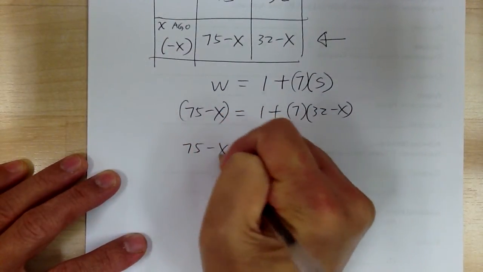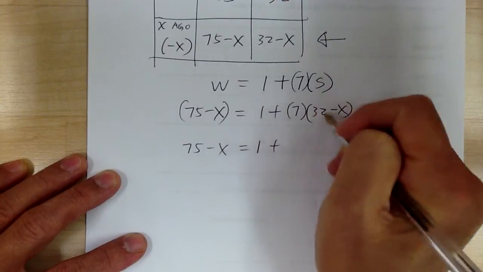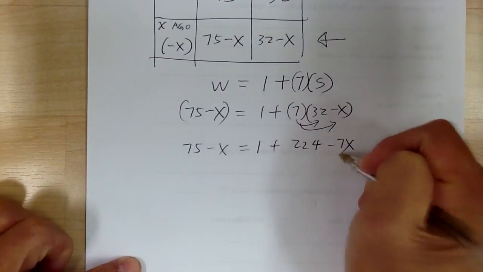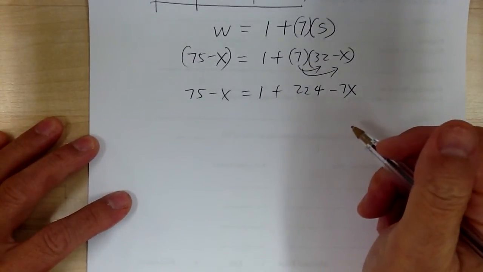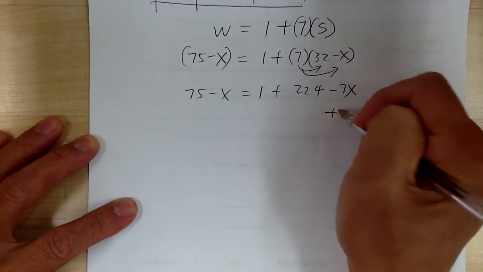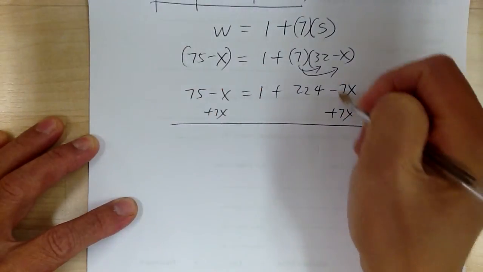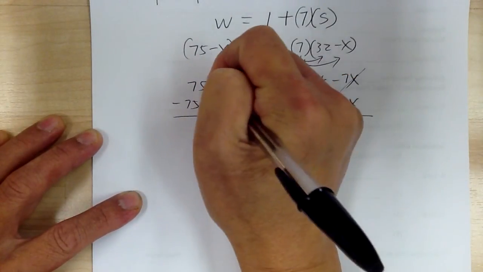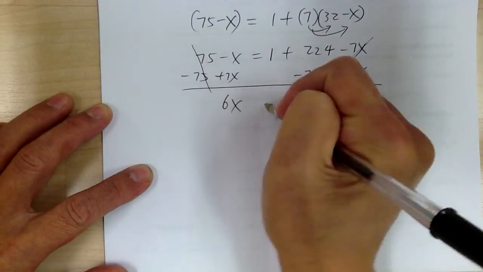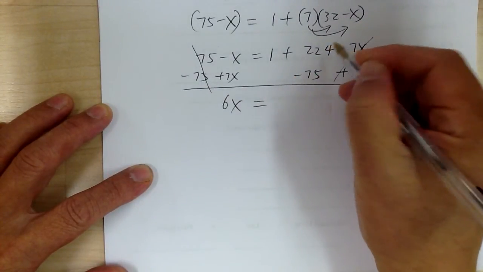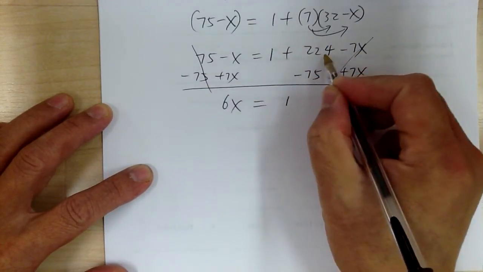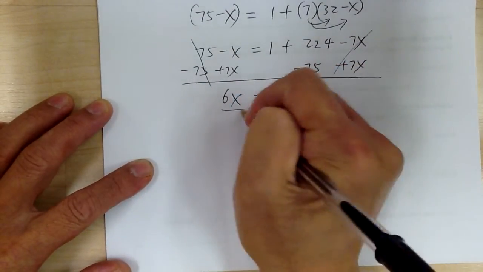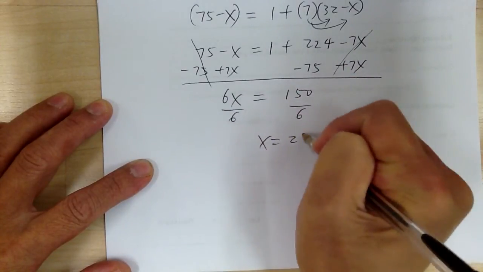So 75 minus X equal to 1 plus you multiply, distribute. Okay. And then after that you can go and start to solve, right? So let's go ahead and plus 7x, plus 7x. So this gets canceled out. And minus 75, minus 75. So they get canceled out, right? So you're going to get 6x equal to, now get your calculator, you work it out. So 1 plus 224 is 225, minus 75 is 150. So divide by 6, so x equal to 25.